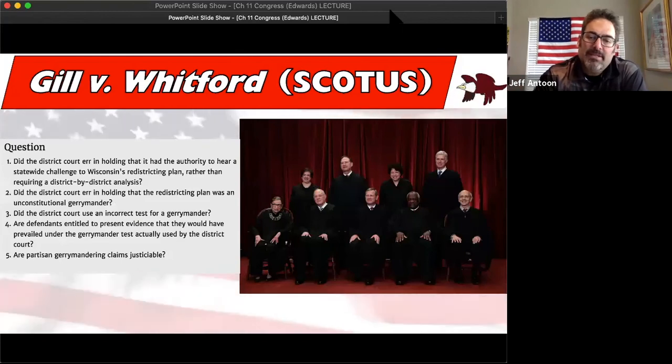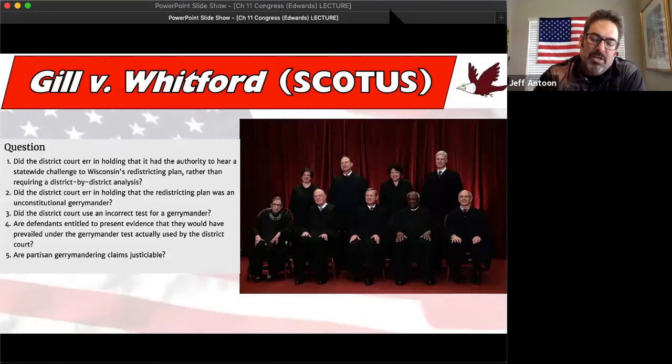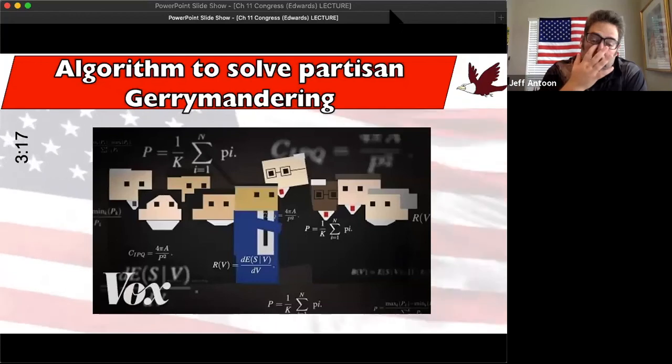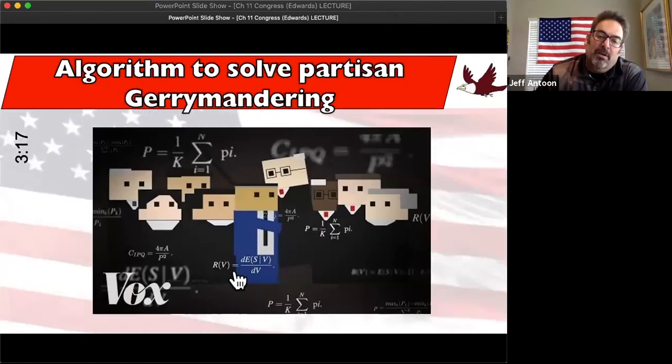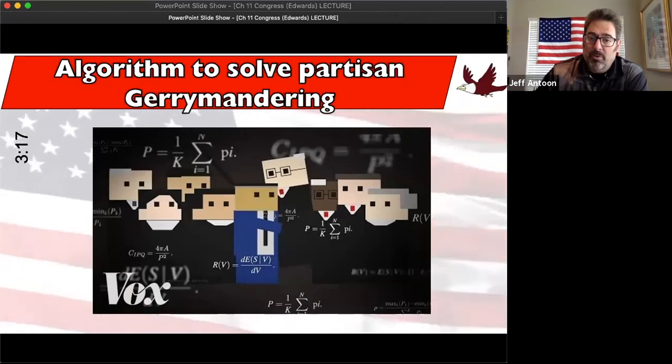There's SCOTUS cases that are at the Supreme Court where they have to deal with issues of gerrymandering. They really don't directly answer them as much as they should. But again, those are some of the questions that they had to answer. And again, this is an algorithm used to solve partisan gerrymandering. And it's using a supercomputer. So here we go on this one.